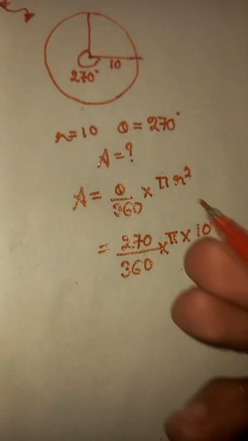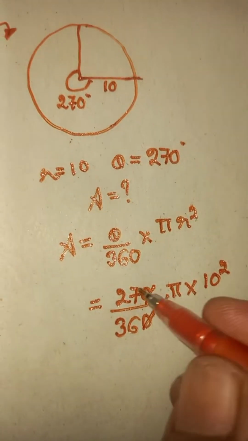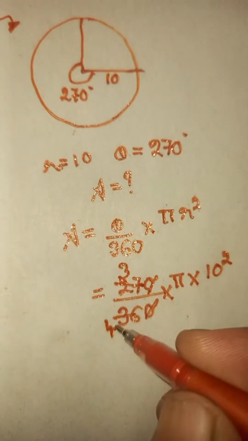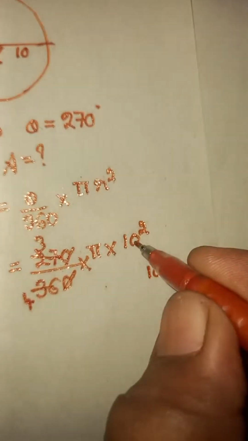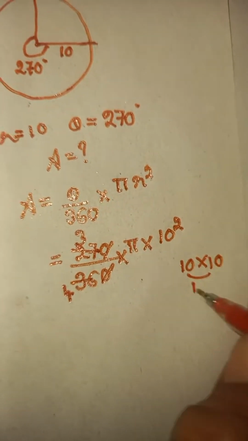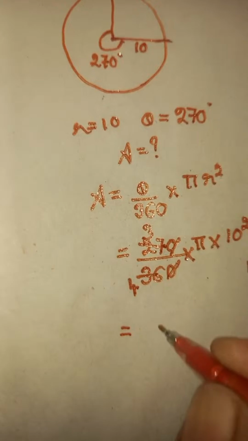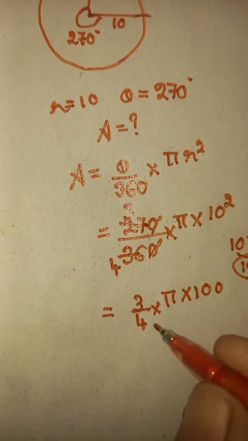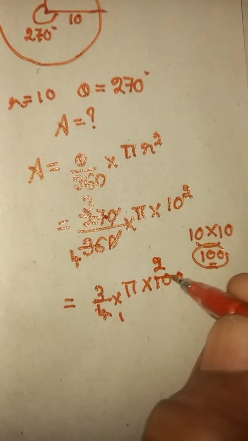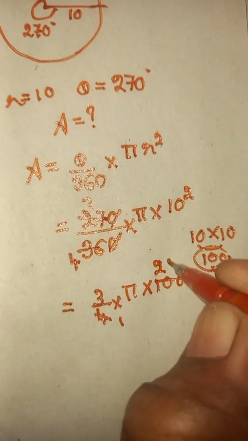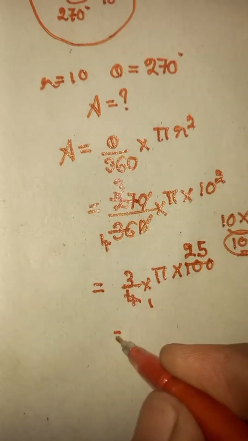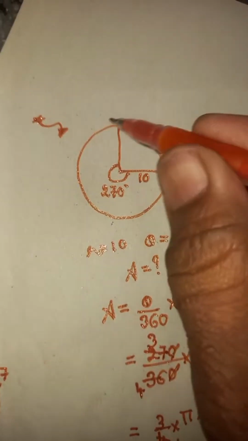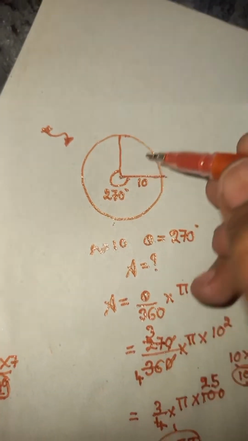Now you can divide this, cancel 0 with 0, and now 9 3 times is 27, 9 4 times is 36. 10 square means 10 times 10, which becomes 100. So this is nothing but 3 by 4 times pi times 100. You can divide 4 1 times, 4 2 times 8, and 2 comes here, 4 5 times, 25 times 3 is 75. 75 pi square units is the area of this big sector of a circle.